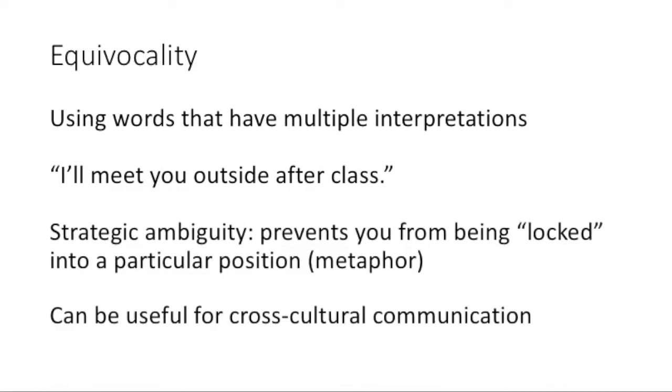Now, sometimes though, you might use equivocality in an intentional and strategic way. This is the idea of strategic ambiguity. And you'll often see this particularly within political discourse. It's a way of using, often, metaphor to prevent you from saying something too clearly. Because if you say it too clearly and you don't leave space for that ambiguity, you might lock yourself into a particular position. The use of metaphor can also help when communicating across cultures or across disciplines.